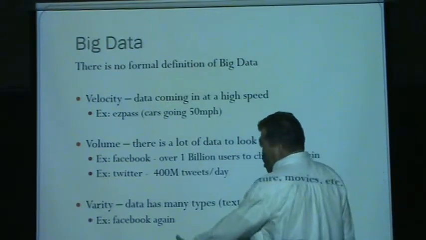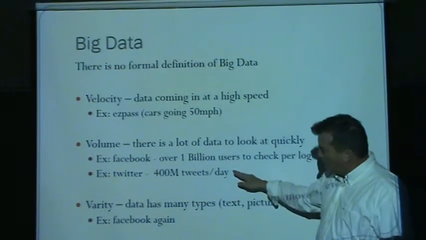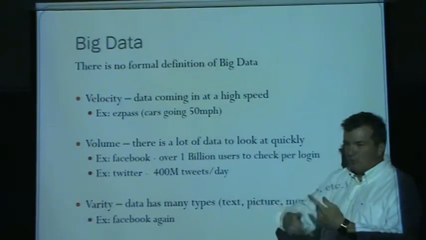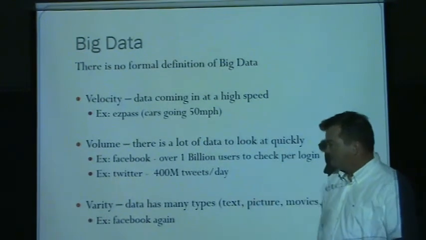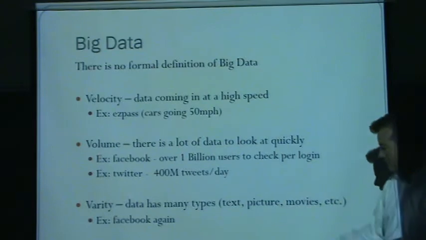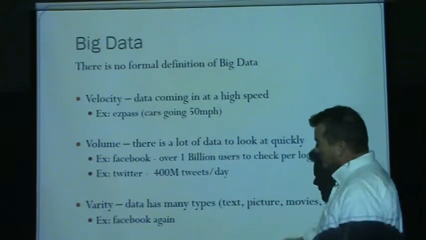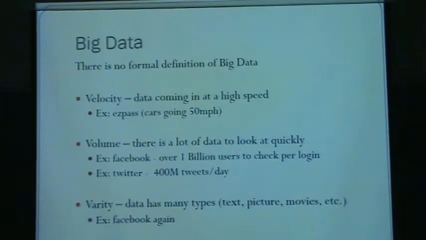Twitter, for example, has 400 million tweets per day. Where do the tweets go? Well, it depends on who's subscribing to your tweet. They get a copy. And then also the different types of data. You have text messages, pictures, movies, etc. So another application, again, is Facebook in that case.